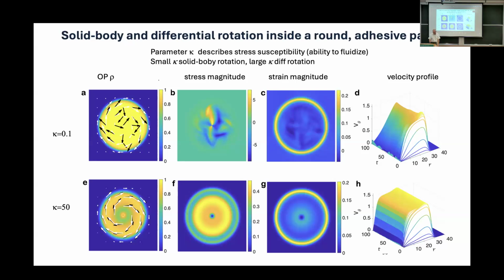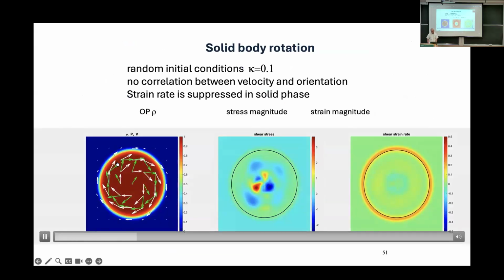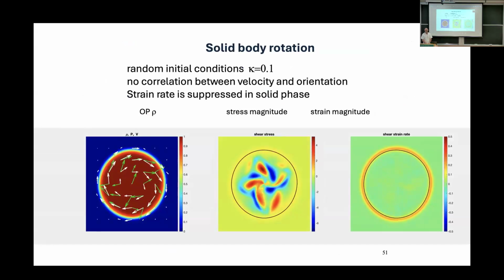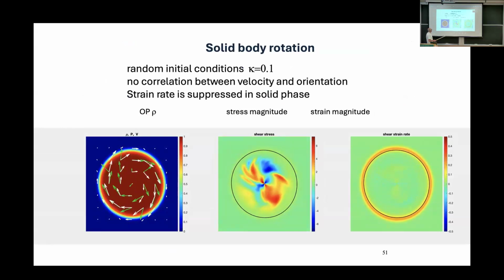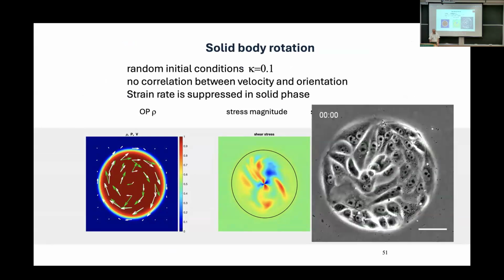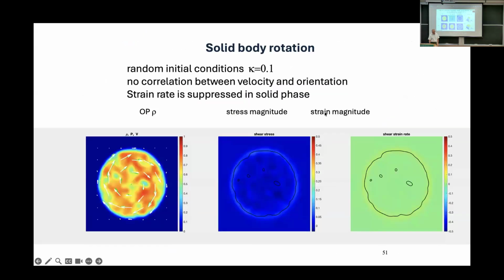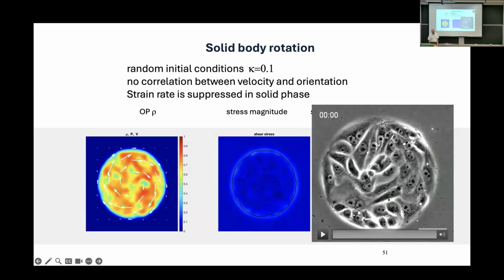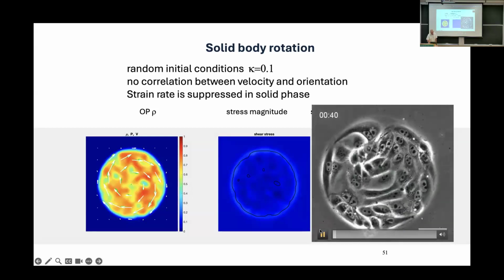So let me show you a couple of videos. This is the onset of solid body rotation, and it happens to be quite non-trivial. Quite a lot of things are going on there, but eventually it is established. Polarization and velocity oscillate, but on average you have solid body rotation. And this would be consistent with this video, the onset of solid body rotation in small patches.